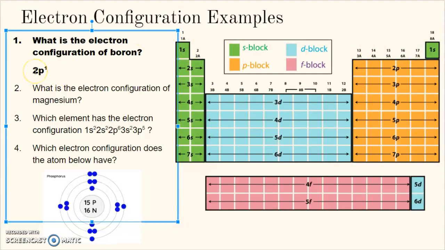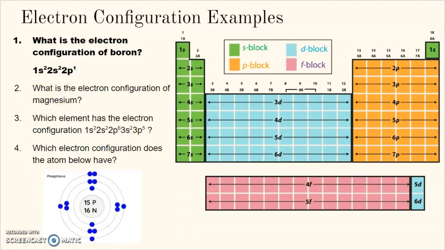The other 4 were in the 2s and the 1s. So I'm going to write 2s2, because there were 2 in the second s sublevel, and then I'm going to write 1s2. So you can work your way backwards, or you could also start from the very beginning, write 1s2, then move to the next row, 2s2, and then move to where boron is, 2p1. You would get exactly the same thing if you worked forwards. Okay, that's that example.